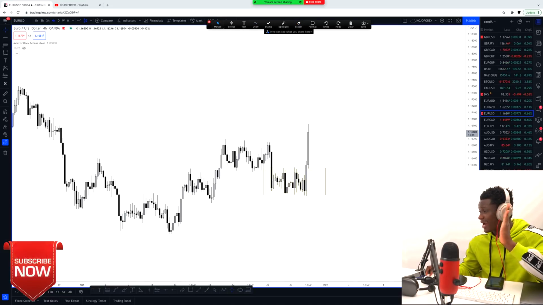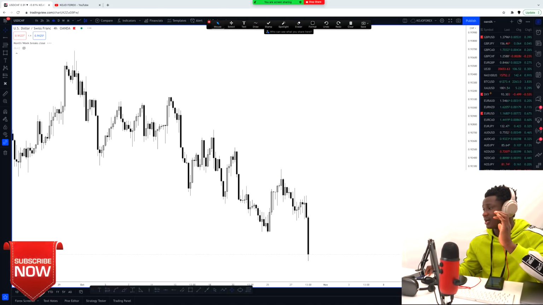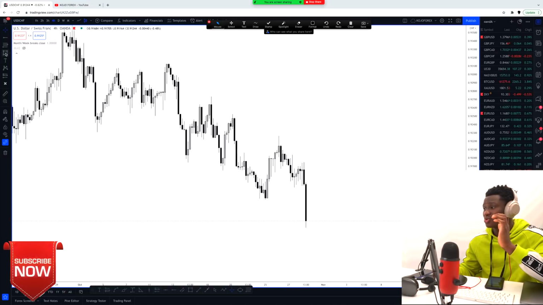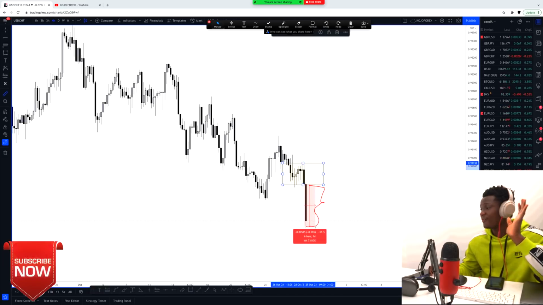Then let's look concurrently again at what happened on USD/CHF. Again, we can see that USD/CHF also broke out of that range just because the dollar index was selling off, and then we had this massive push on the downside as well, which makes a pip value of also 50 pips.